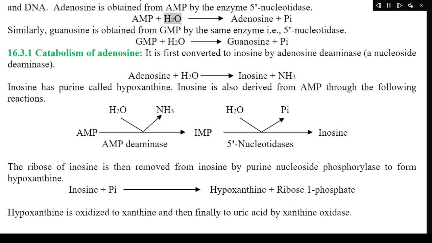AMP plus H2O gives adenosine plus Pi. Similarly, guanosine is obtained from GMP by the same enzyme, i.e., 5-nucleotidase. GMP plus H2O gives guanosine plus Pi.